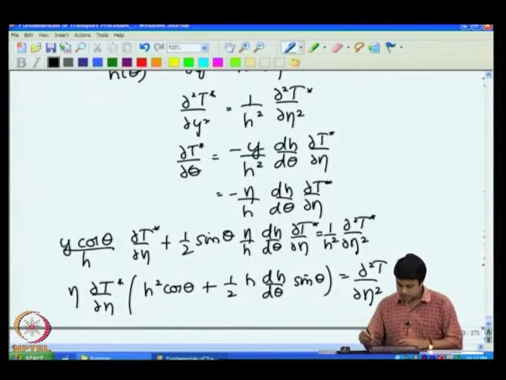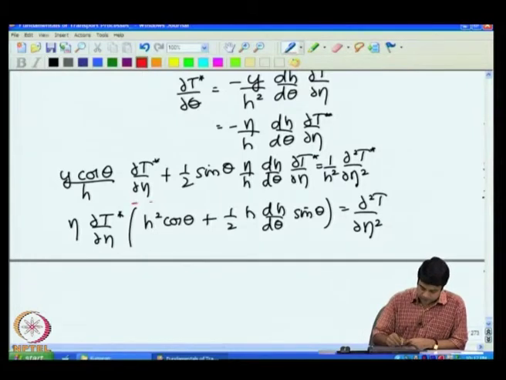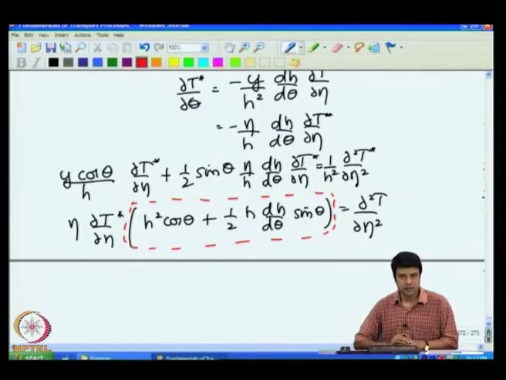So, clearly in this problem, to be able to get a solution of the similarity form, this entire term has to be equal to a constant. It also has to be a negative constant because I require the temperature to decay exponentially as distance goes to infinity, as eta goes to infinity or as y goes to infinity.